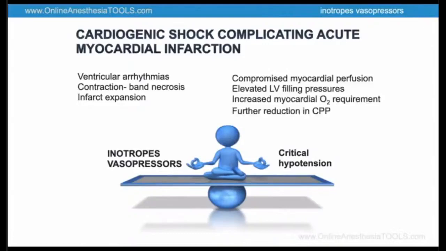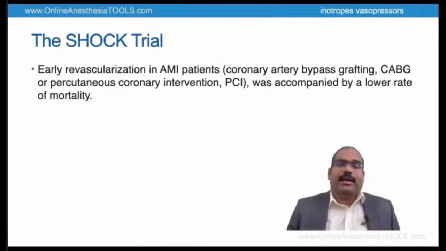And suppose you don't choose inotropes or vasopressors, we are facing critical hypotension, ventricular arrhythmias, and may have to tolerate contraction band necrosis. The heart is already compromised with an infarction or loss of blood supply. Whether our extra push onto the cardiac contractility will lead to increased myocardial oxygen demand and infarct expansion, we have to take a decision and try to augment the cardiac contractility to save this scenario.